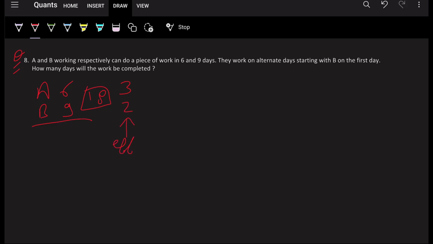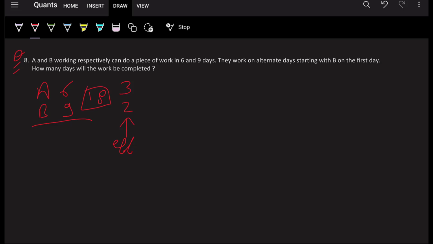Now they are working on alternate days. Alternate days means that one day, suppose A has worked, then on another day A will not work, B will work, and on the third day A will work. So it keeps going like A, B, or B, A. This is alternate. Now the alternate days start with B on the first day.